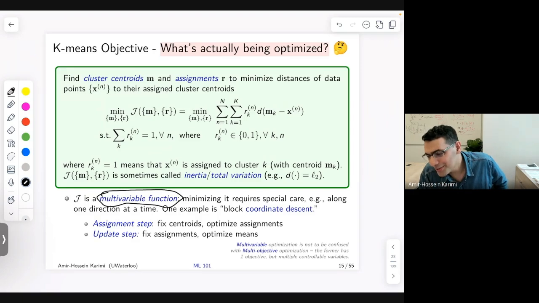But really, the way that we do it ultimately is the iterative process of starting with some initial set of centroids, doing assignment, and then doing updating of centroids, and iteratively going through that until it converges. That's also what block coordinate descent does for us.